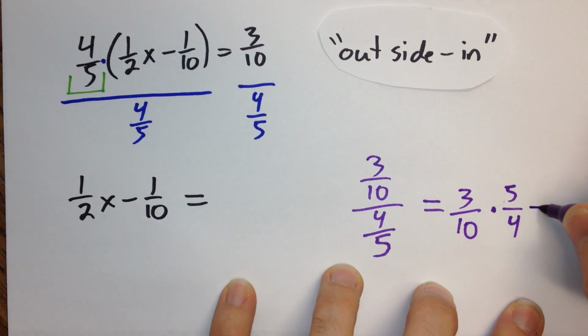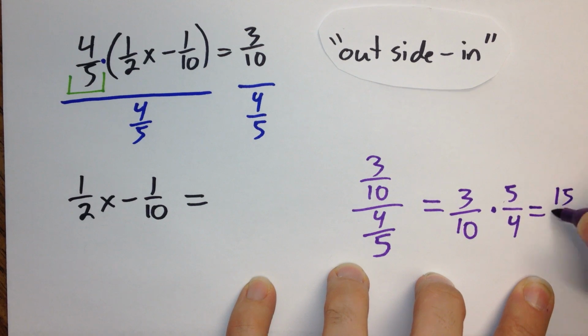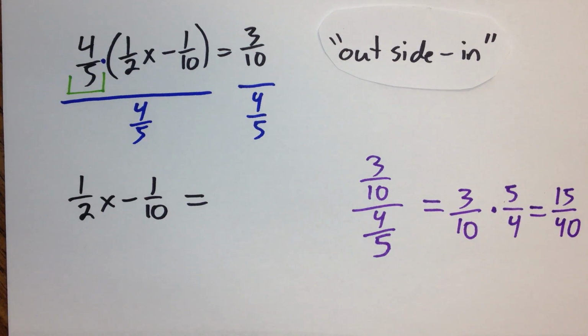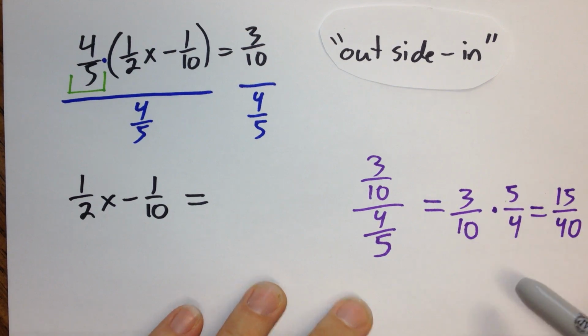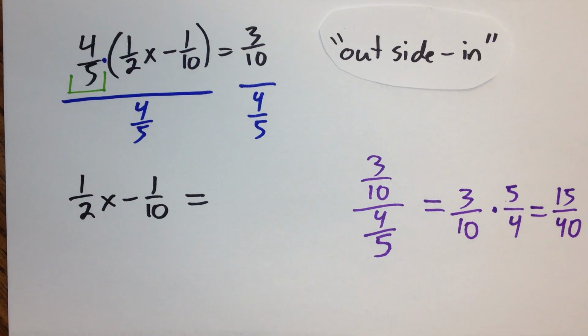And now we multiply across here. We get 15/40. We could have simplified. You could have simplified before you multiplied, or you could simplify this. I'm actually just going to keep it at 15/40 because it's going to be a little bit easier for us later in the problem. But if you simplified, that's just fine. The problem will work out.